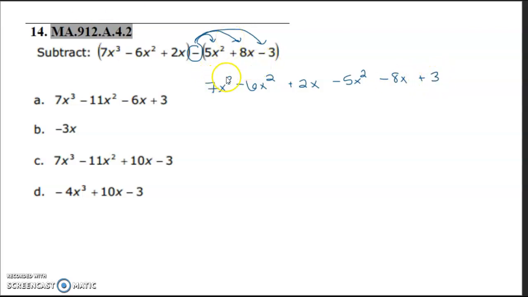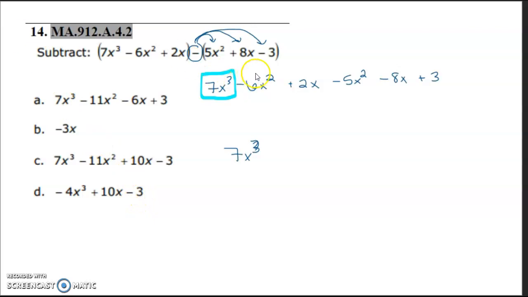So now let's do our like terms, and I am very much a color person. So 7x cubed. I'm going to go down the line, and I don't see any other x cubed. There's no like terms for him. So I'm going to just write 7x cubed. There's no like terms, so it's just going to be what it is.